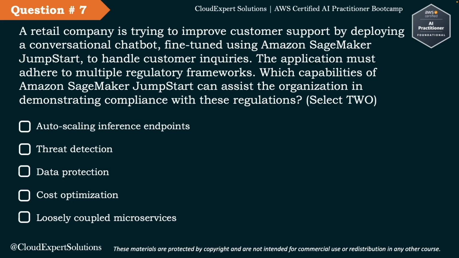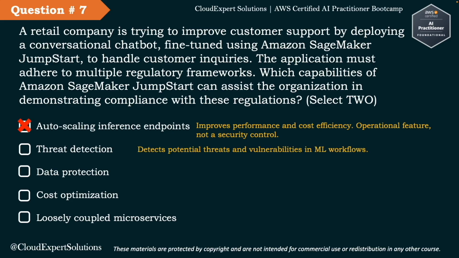First, auto-scaling inference endpoint. Auto-scaling improves performance and cost efficiency, but that does not address compliance or regulatory requirements. That is why option number 1 is not correct. Next, threat detection. SageMaker Jumpstart integrates with AWS Security Services to help detect potential threats and vulnerabilities in machine learning workflows. This option will support compliance by ensuring the environment is monitored for security risk. That is why this seems a potential correct option. Let's park it and review the next option.